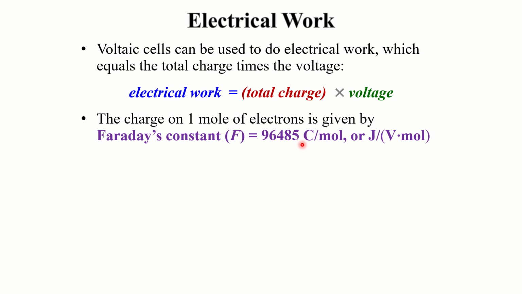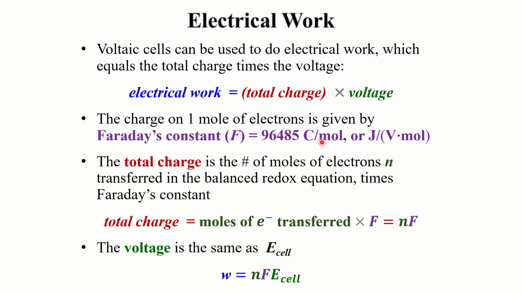I do also want to note that a coulomb can be broken down into joules over volts. The total charge is the number of moles of electrons, n, transferred in the balanced redox reaction multiplied by Faraday's constant. So again, total charge is moles of electrons transferred times Faraday's constant, effectively n times F. Then we can say that electrical work is equal to n times F times the cell potential of the cell.